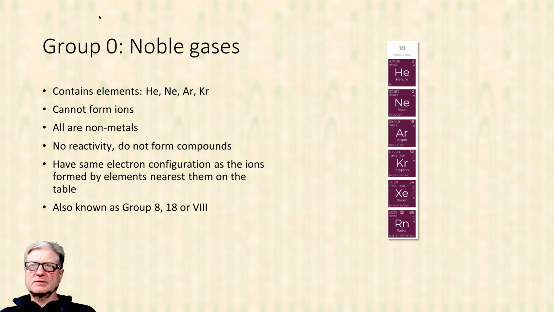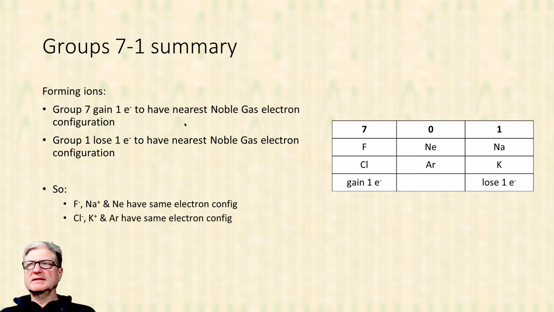Group 0. All right, so let's just summarize that, and then we'll end this video lesson, and you'll be able to do some questions to check your knowledge. So groups 7 to 1 summary. And what I've done here is I've written out a few of them in that order so that it's really easy to see on the table what happens, right?